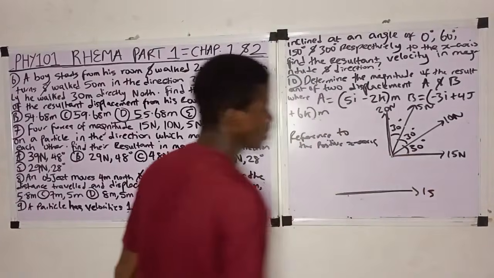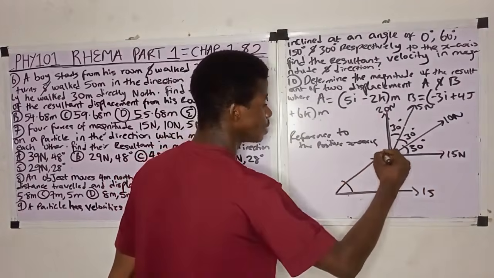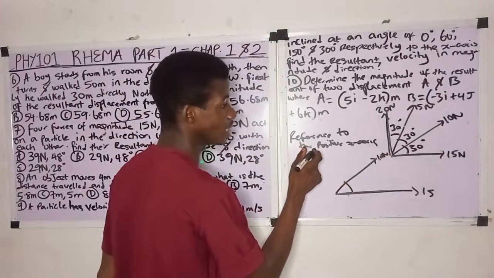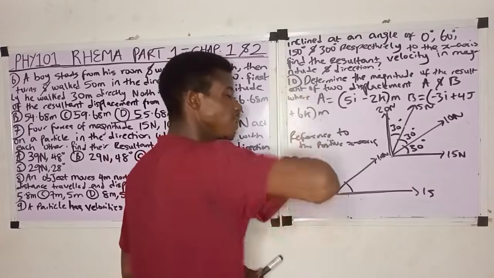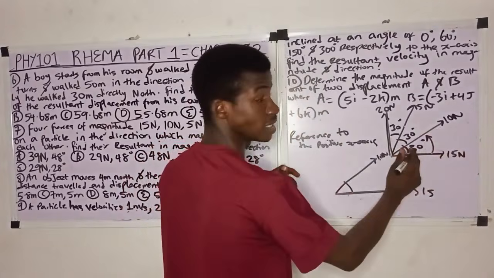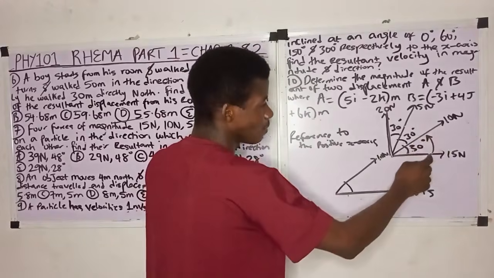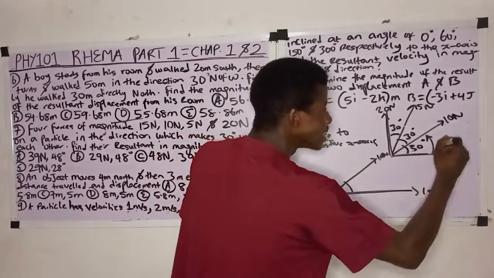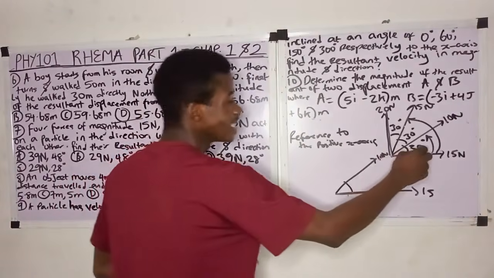Yes, 15. Okay, now from 15 to the 10 Newton, remember, we make reference to the x axis. It must be from the positive x axis. So from here to here is how many degrees? It's 30 degrees, right? From the positive x axis to this force, the angle is 30. Then from the positive x axis to this other one, the angle will be 60. Look at it, 30 plus 30.